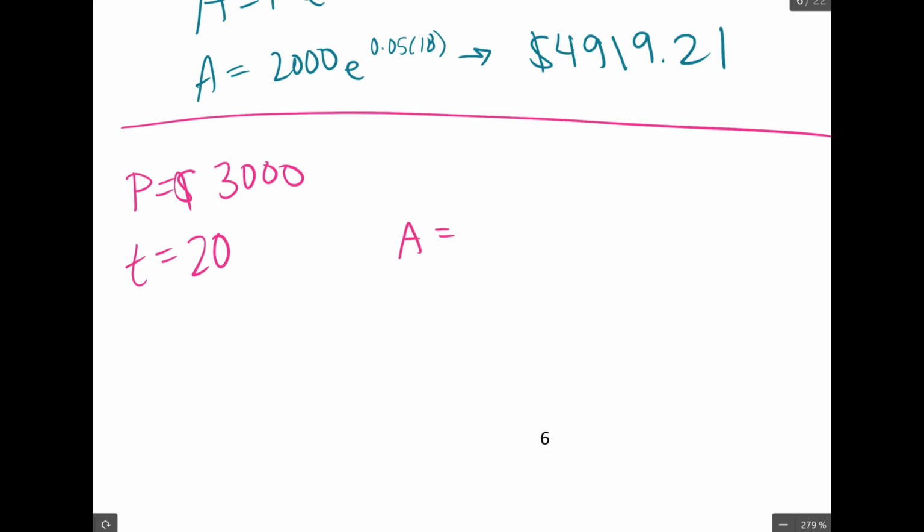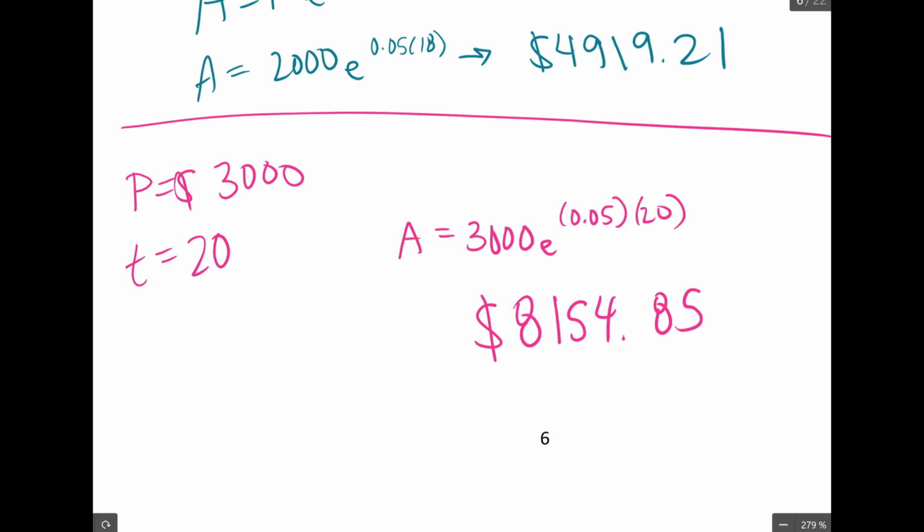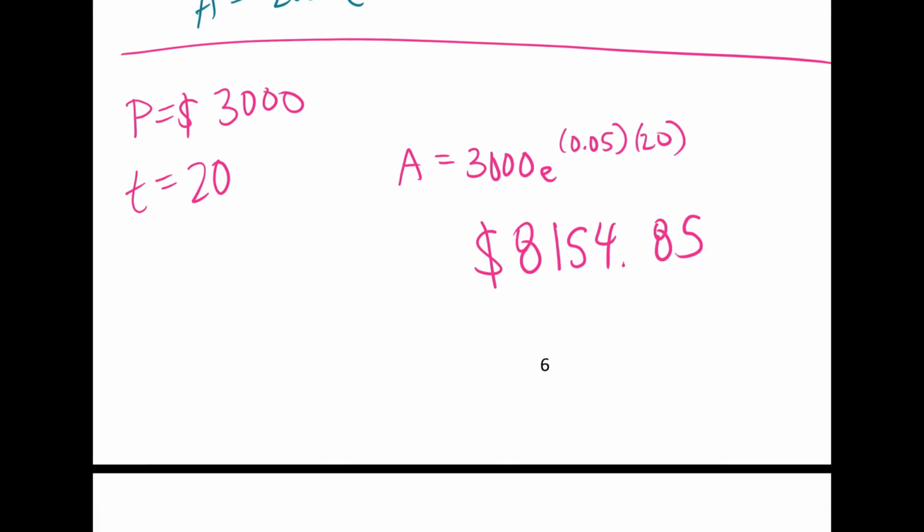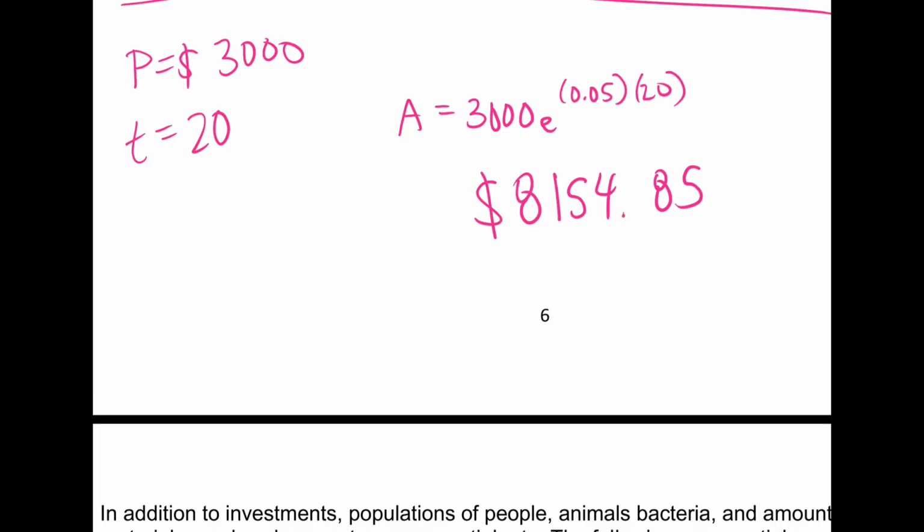We shall see. Okay, so I plug in 3,000 e to the, well, still the 5%, 20 years instead of 18. And the total I get is $8,154.85. So my point here being is the higher your original principal, the faster the stuff grows because you're collecting more and more interest. So if this was a $30,000 student loan, it would grow a lot faster than a $2,000 loan your parents are waiting for you to go to college for.